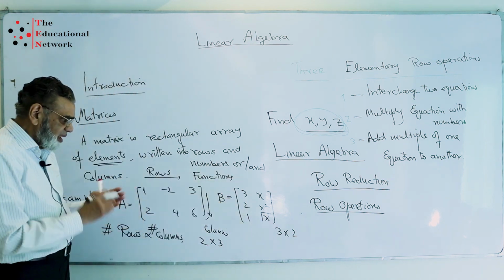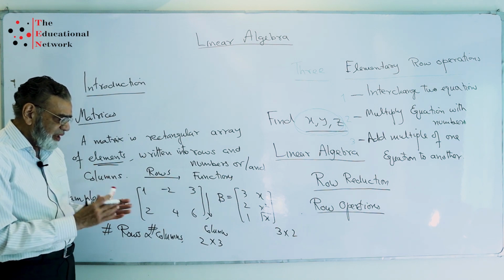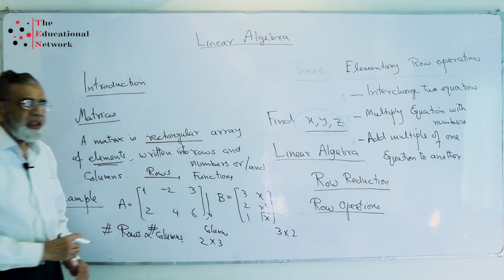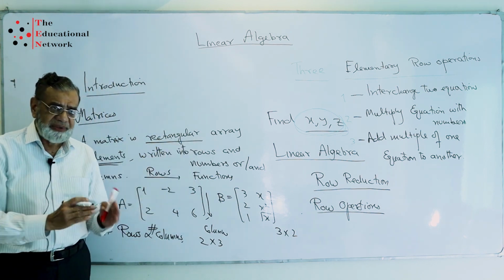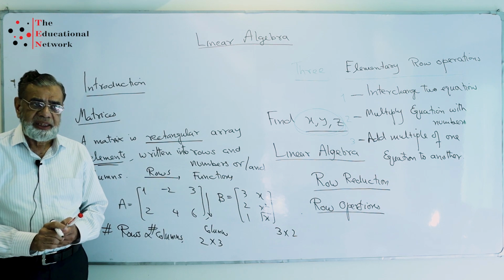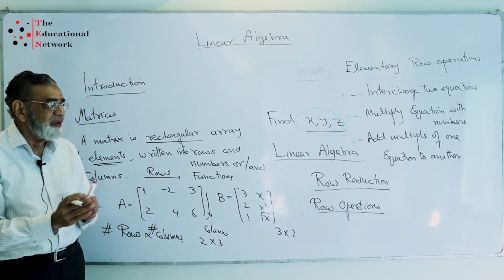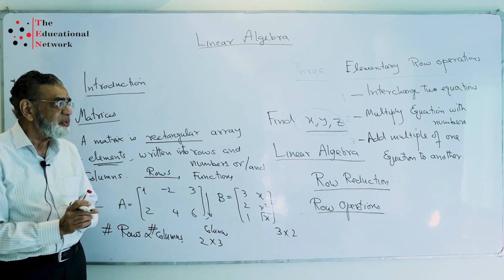And on the basis of the size of the rows and columns, we call these a rectangular matrix. If the rows and the columns are the same, we call it a square matrix. Then depending upon the structure and the number of elements in the matrix, we have different names for this. I will introduce you to that.